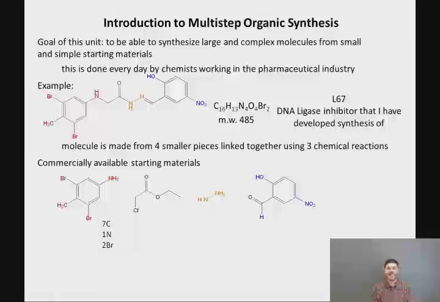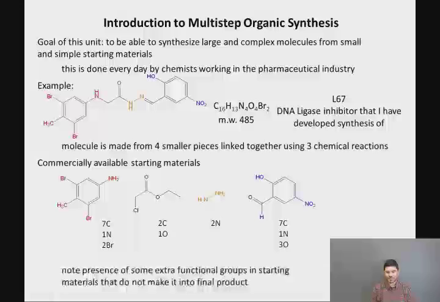So looking at how each of these fragments contributes to the atom count of the final product, the left-hand fragment contributes 7 of the 16 carbon atoms, 1 of the 4 nitrogens, and the 2 bromines. The green fragment contributes 2 of the carbons and 1 of the oxygens. The orange fragment just contributes the 2 nitrogens. And then the blue fragment contributes 7 carbons, 1 nitrogen, and the remaining 3 oxygens.